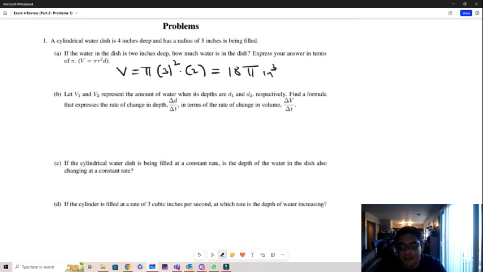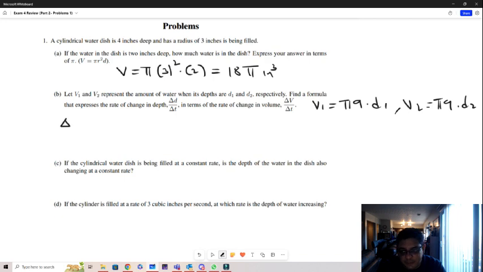Now, V1 and V2 are going to represent the amount of water when the depths are D1 and D2 respectively. We're going to find a formula that expresses the rate of change dV/dt in terms of the depth change dD/dt. So first, let's calculate the two volumes. The volumes will be pi times 9 times D1, and V2 will be pi times 9 times D2, because what is changing is the depth. Okay, the radius is the same.